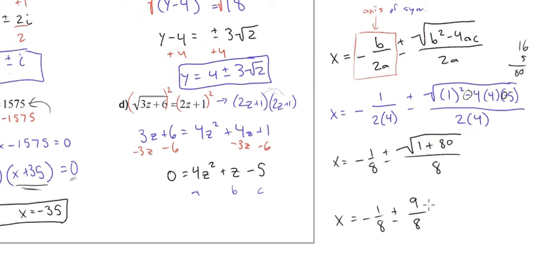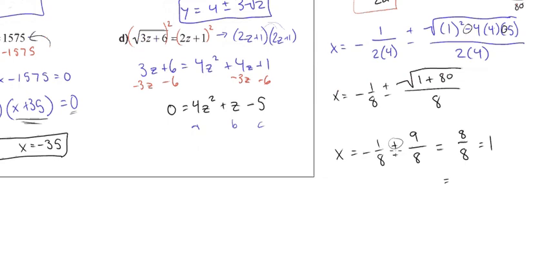And hey, this is going to continue to simplify it out for us. We have like fractions here. So negative 1/8 plus 9/8, that's 8/8, which is 1. That's if we went with the plus route. We also have negative 1/8 minus 9/8, which will give us negative 10/8, and that one's going to simplify down to negative 5/4. So there's our two answers. X is equal to 1 and negative 5/4.